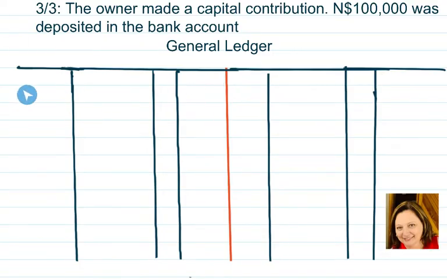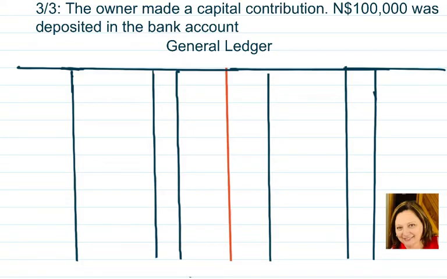There's 4 columns on the left and then 4 columns on the right-hand side. The first column is for my date, then my details, folio number and amount. And the right-hand side is exactly the same. The left-hand side is called the debit side, and then the credit or the right-hand side is called the credit side.